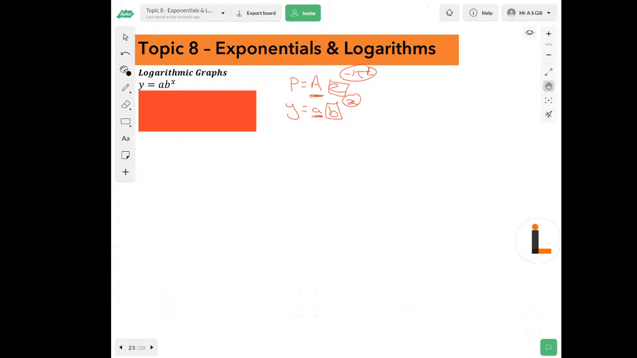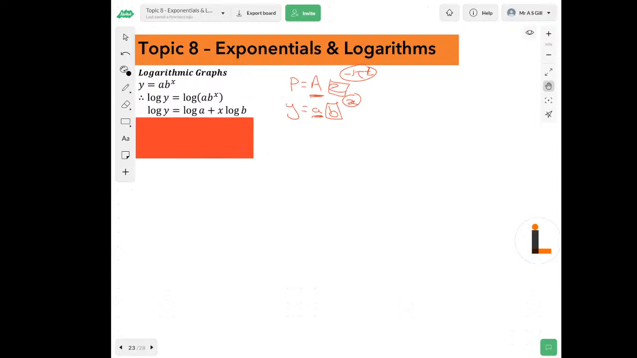If we were to take logs of both sides, we would get this. And then if we take it a step further and use the log laws to separate out the right hand side, we would get this. So use the law here to separate a and b to the x. Then when we've got b to the x, we've used the law to bring the x down and make it the coefficient.